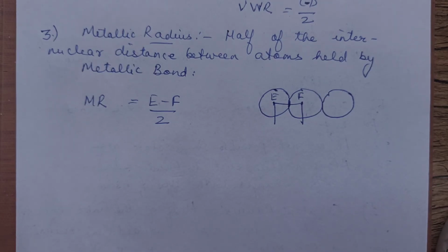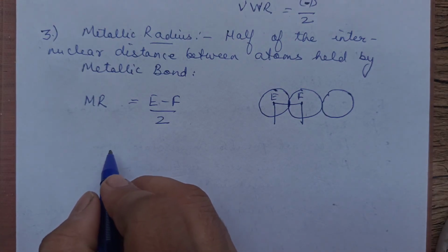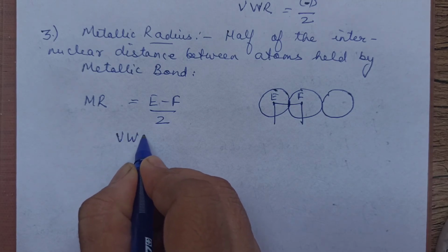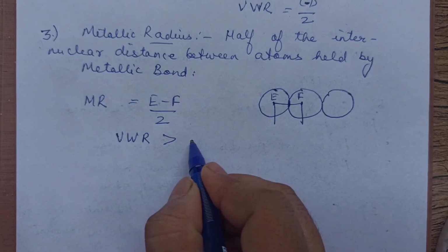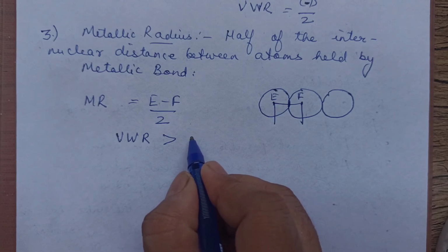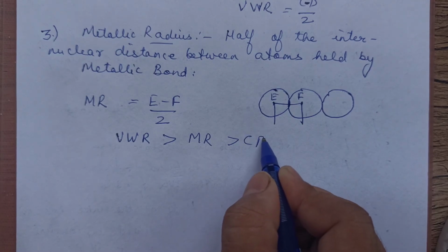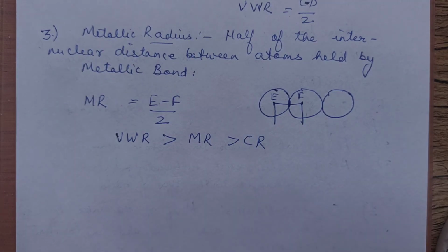So, if I have to say, out of all the radii, which is the best calculated radius, obviously your answer will be the metallic radius. So if I have to put them in order, it will be the Van der Waals radius, the maximum. Then you have the metallic radius, and then you have the covalent radius. Okay, till here it is clear.